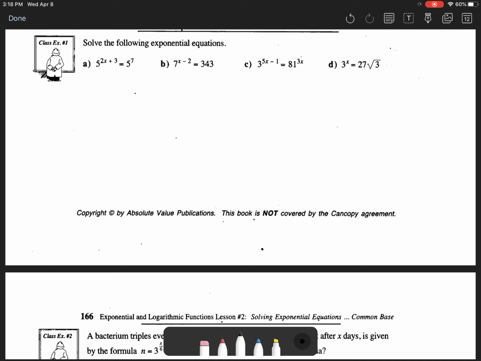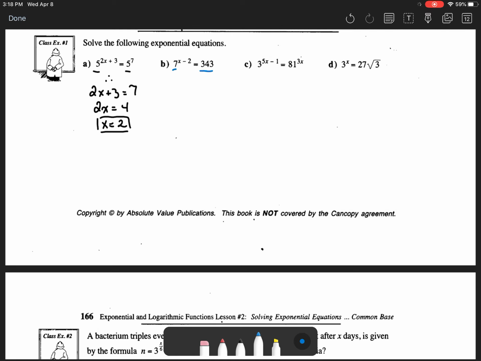First question here: 5 to the exponent of 2x plus 3 equals 5 to the exponent of 7. No work needs to be done here to create common bases because I already have a common base. So at this point, I can just say, therefore, 2x plus 3 equals 7. I can automatically just equate the exponents. So 2x will equal 7 minus 3, which is 4. Divide both sides by 2, and you'll end up at x equaling 2. That is your solution there.